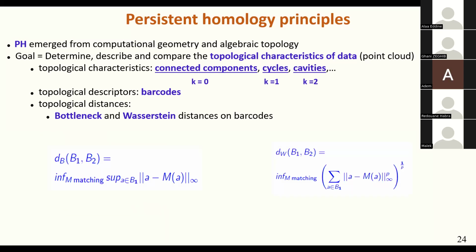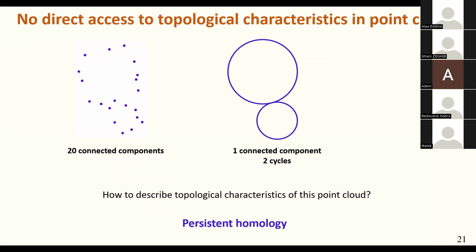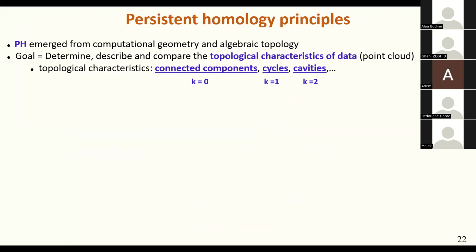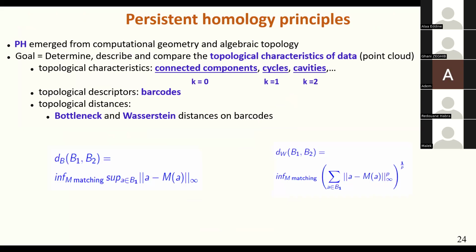And to describe those topological features, we want to use topological descriptors. One topological descriptor that is very common in persistent homology, which I will introduce in a bit, is what we call barcodes. And to compare point clouds, instead of comparing them directly, like we can take 2 point clouds and compute a Euclidean distance, we don't want to do this, because we don't want the metric that represents the point cloud, but we want to compare the topological characteristics of these point clouds. That is why we have distances that can compare the barcodes. For instance, the bottleneck distance and the Wasserstein distance, which I will also explain.